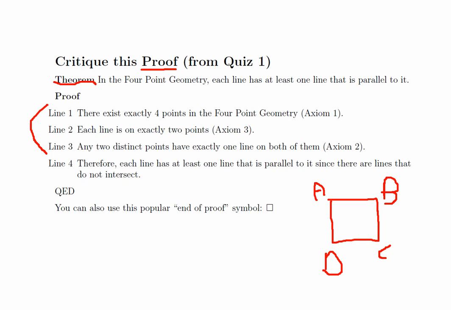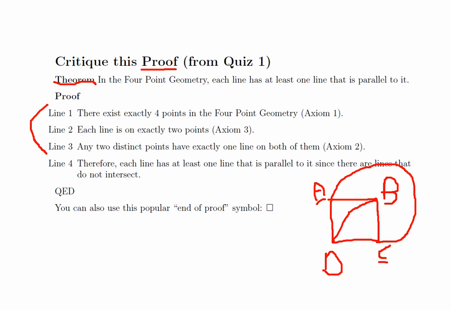So pick the other 2 points. And the line that is on those 2 points, see by axiom 3, any 2 distinct points have exactly one line on both of them. So say you pick DB, so you pick this line here that goes from D to B. Then I'll pick A and C, and the line that connects them, let's just say, for example, it's this line. Then the line AC is parallel to DB.